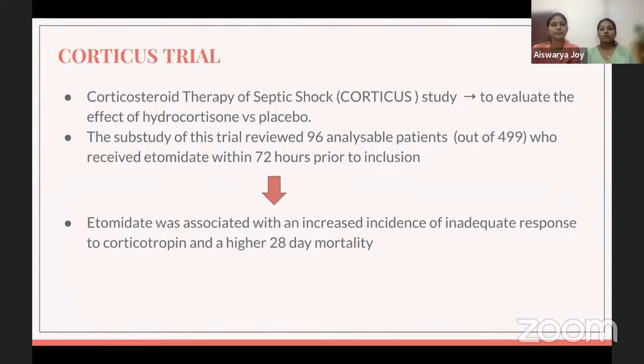The CORTICUS trial was a corticosteroid therapy of septic shock study. It was done to evaluate the effect of hydrocortisone versus placebo in septic shock patients. In a sub-study of this trial, they evaluated 96 patients who received etomidate within 72 hours prior to inclusion in the study. It was found that etomidate was associated with an increased incidence of inadequate response to corticotropin and a higher 28-day mortality.